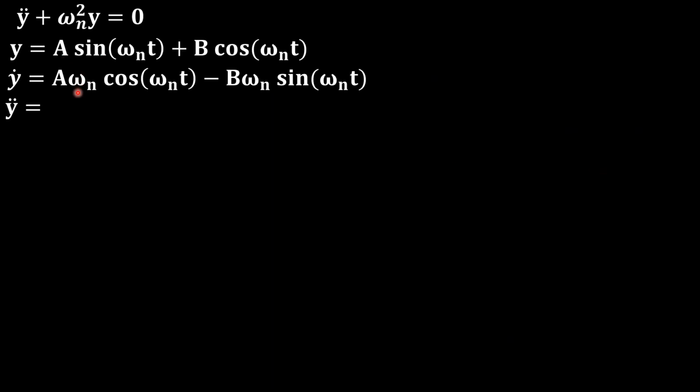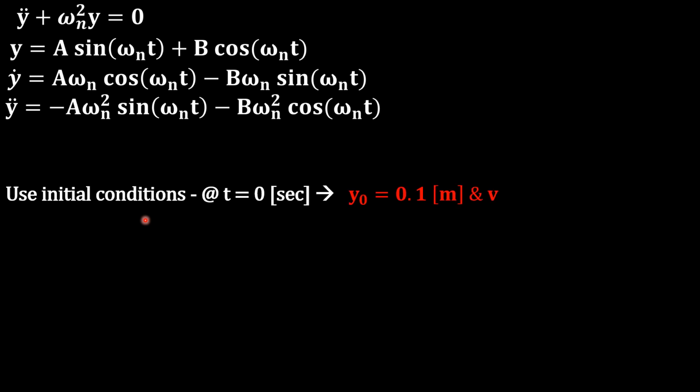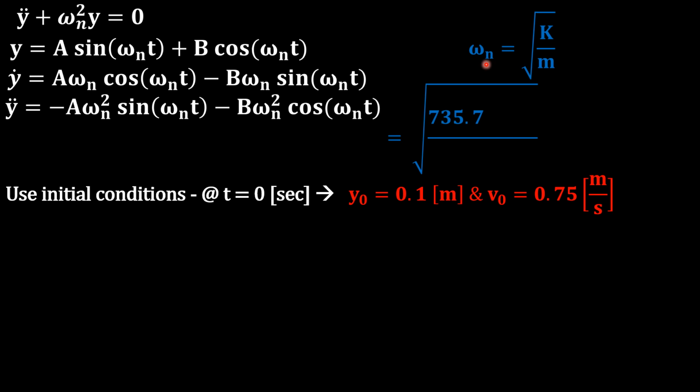These are the general solution for this differential equation. And here we will use the initial conditions that we have in the problem at time equals 0 seconds. Here we are told that the position at 0 is 0.1 meter and the velocity at 0 seconds is 0.75 meter per second. And also from the found and given values, we can find the natural frequency of the system to be the square root of 735.75 Newton over meter divided by 15 kilogram. And this will give you 7 radian per second.